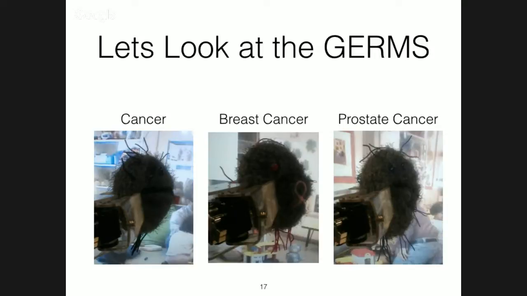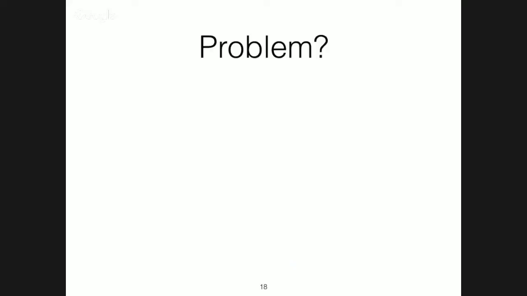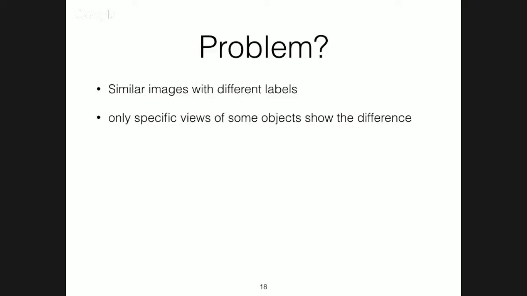And then here are 3 images from 3 different classes: cancer, breast cancer, and prostate cancer. And they look entirely the same, except that the breast cancer has a pink tie, and the prostate cancer has a blue tie and blue eyes. So you want the network to learn where those things differentiate. Yes. So the problem is that we have mostly similar images, and we are asking the network to learn to differentiate between them. And that leads to overfitting.